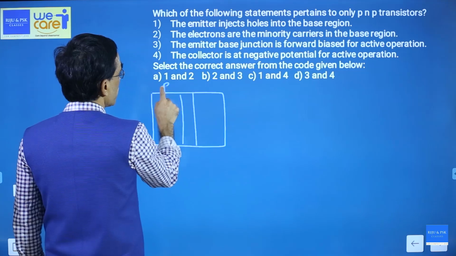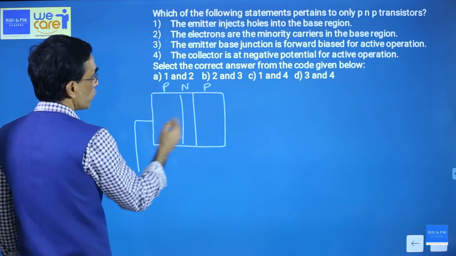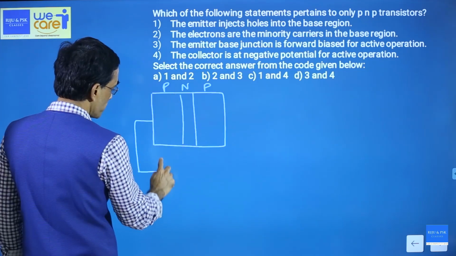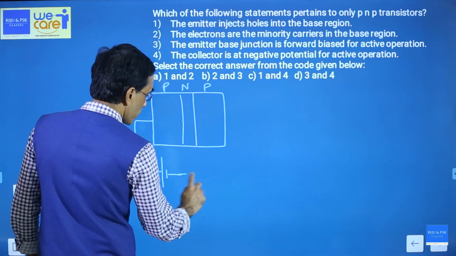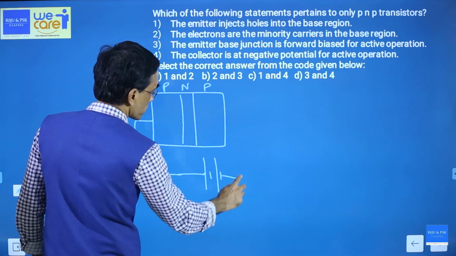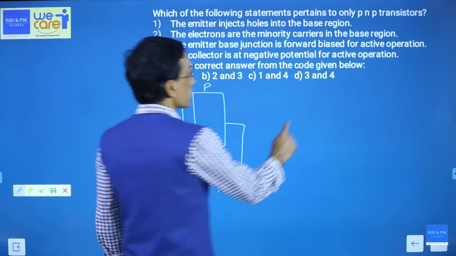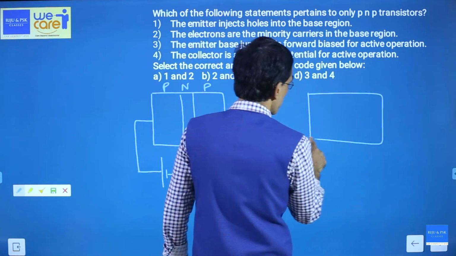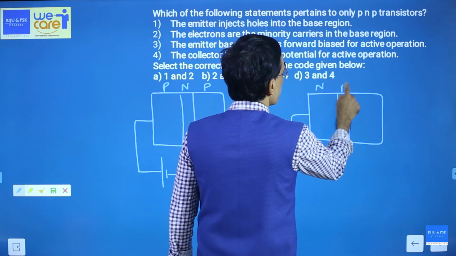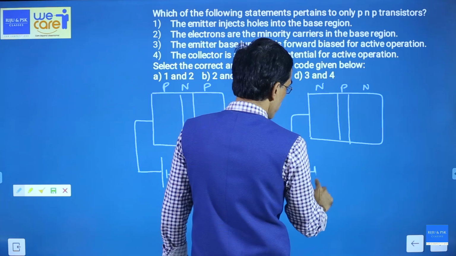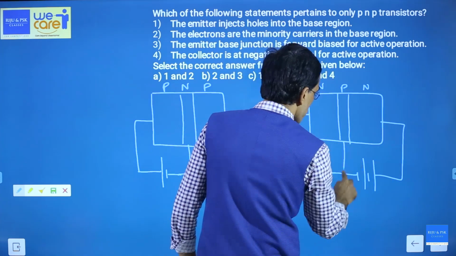So this side is P, this is N, this is P, and you need to bias this. Active operation means this should be forward biased, so this must be positive, this is negative, so that must be positive, and then here you connect them like this. This is the connection in the case of a PNP transistor, and for an NPN transistor you can refer to your notes. In NPN, this is connected to the negative. This is how you bias it.